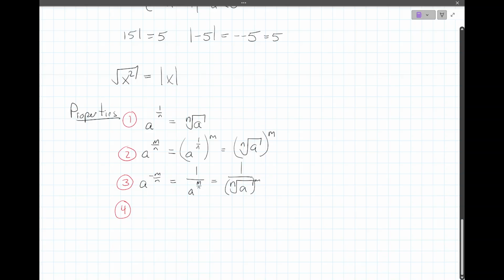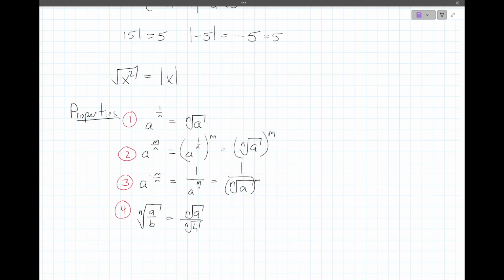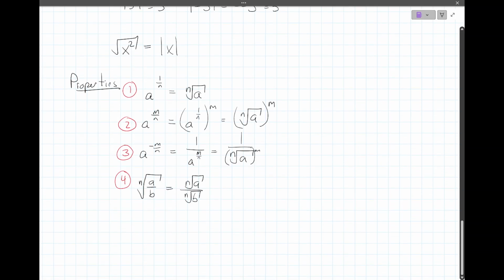First one, and we can break fractions apart. So if I have the nth root of a over b like this, that's actually just the nth root of a over the nth root of b. We can break it apart. Okay.